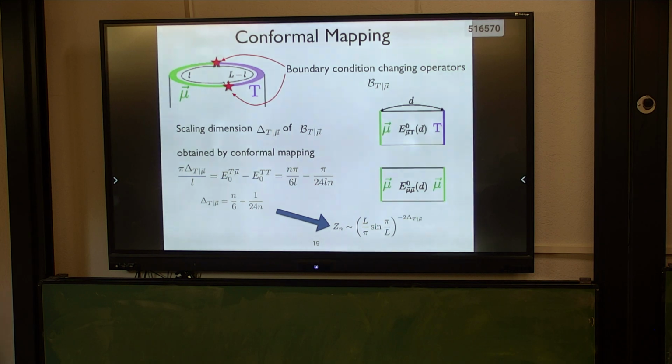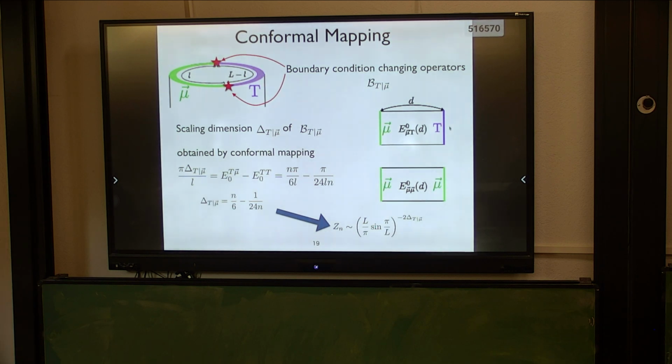So yeah, just following the same line of argument, now we find the scaling dimension of the boundary condition changing operator is n over 6 minus 1 over 24n. So it's a somewhat different combination from the more familiar Holzer-Larsen-Wilczek or Calabrese-Cardy result. But the derivation can be done in a very similar way.